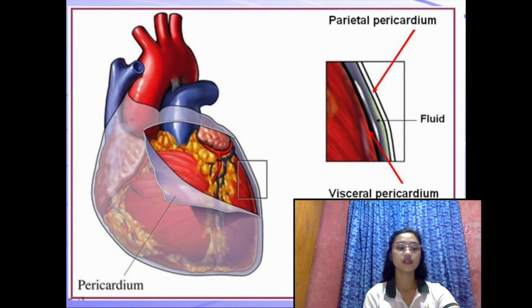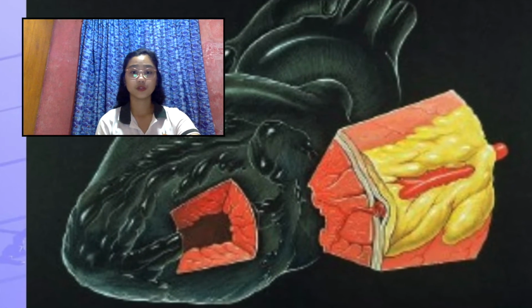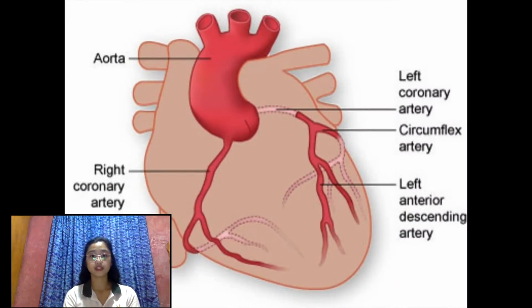The pericardial sac also attaches via ligamentous fibers to the sternum, and due to these attachments, it is affected by the movements of the heart, the great vessels, the sternum, and the diaphragm. So now, let's proceed to the aorta and its branches.